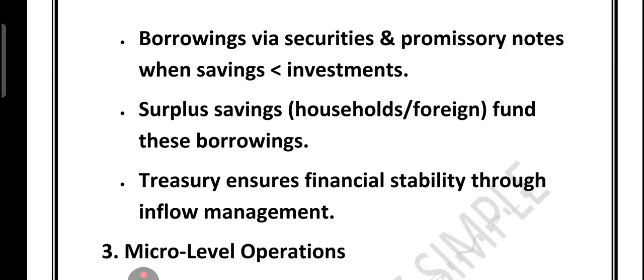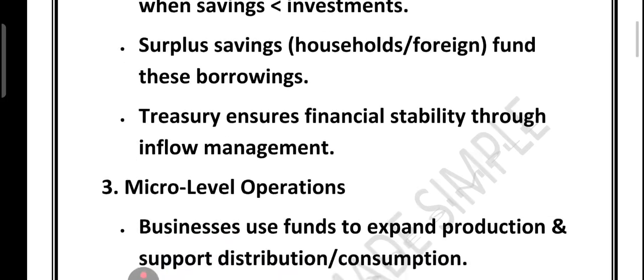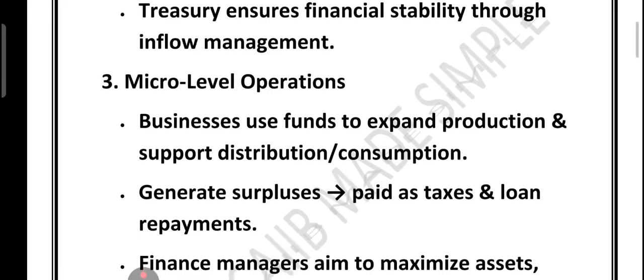On the other hand, when there are surplus savings, which means savings exceeding the investment, right, from where can savings arise? From households or foreign investors, savings can come. So when savings are larger than the investment, that money is used to fund those borrowings. See, this is the macro level operation. Two things can happen: either savings can be less than investment, when government or big corporates raise money by issuing securities, or there are surplus savings, like from households or foreign investors, and the money is used to fund this borrowing. In short, we can say treasury ensures that there is a proper balance and financial stability by managing this inflow and outflow effectively, right? This is called inflow and outflow management.